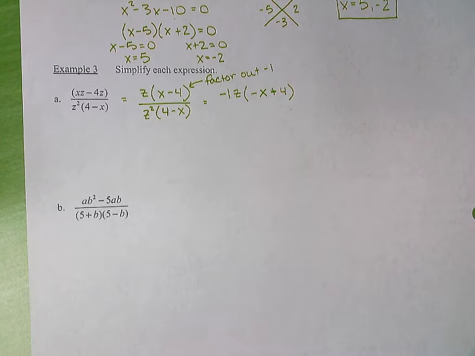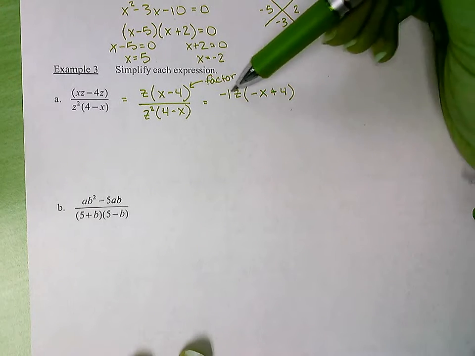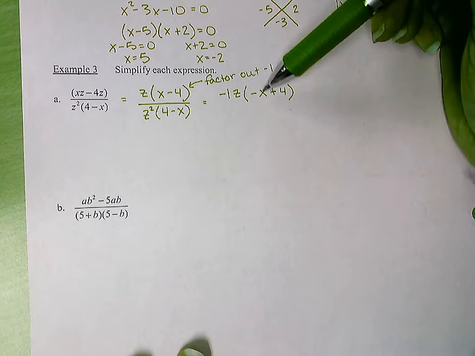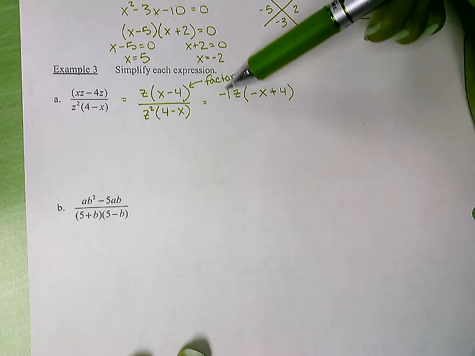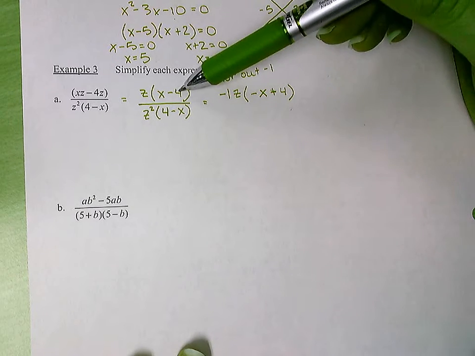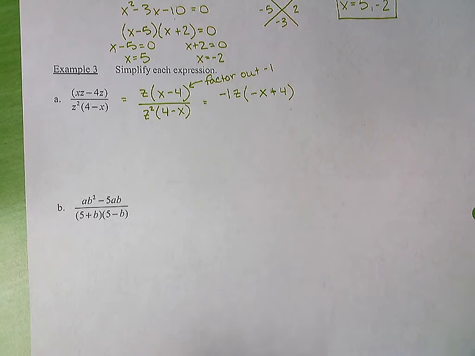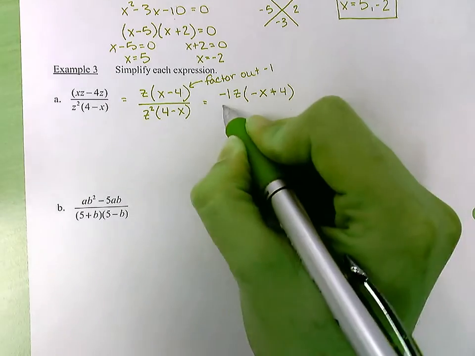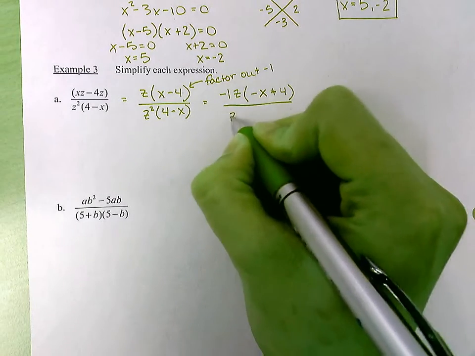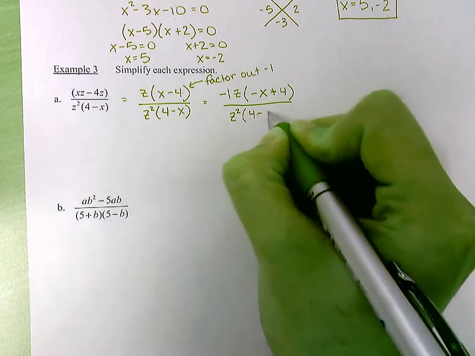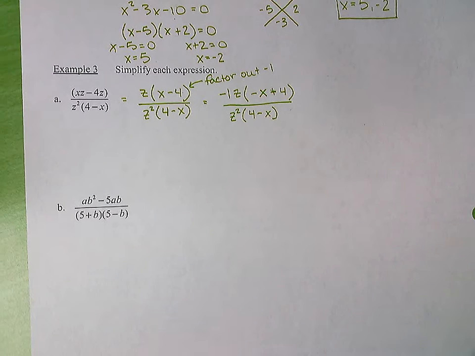So if I were to multiply negative 1 back into those parentheses, you would distribute it. Negative 1 times negative x is x. Negative 1 times positive 4 is negative 4. So I just pulled out that negative 1, and it changes the signs of both of those terms. And then this is still over z squared times 4 minus x.